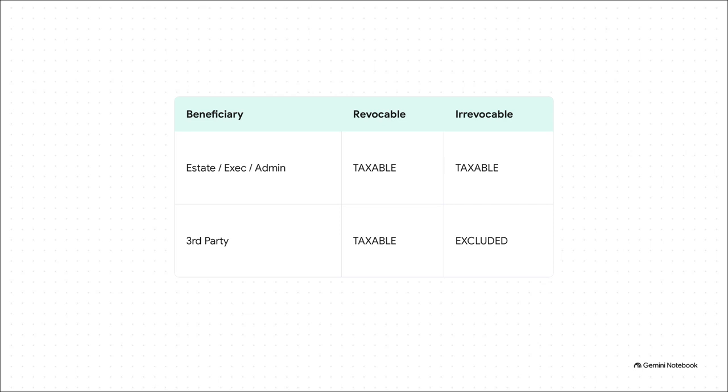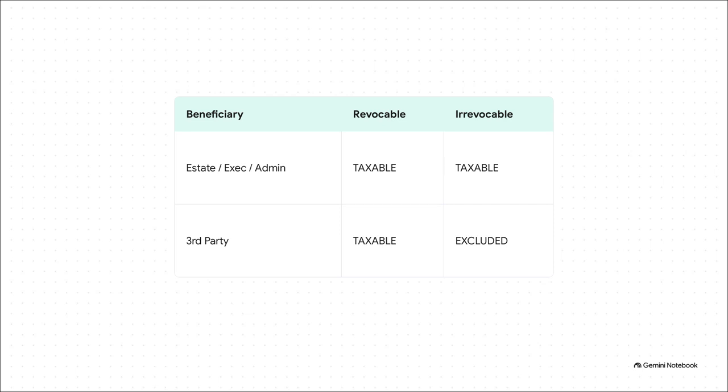If the beneficiary is the estate, the executor, or the administrator, the proceeds are always taxable. It completely doesn't matter if the designation was revocable or irrevocable. Now, if the beneficiary is a third party, like a friend or a family member, it is taxable if the designation is revocable. So, the absolute crucial takeaway is this: life insurance proceeds are only excluded if a third party is designated irrevocably.